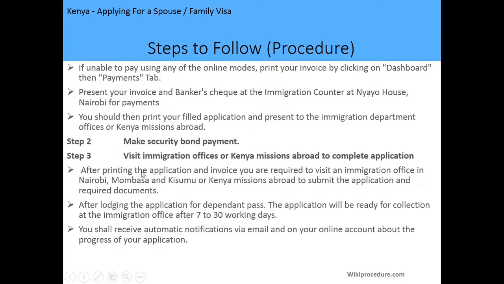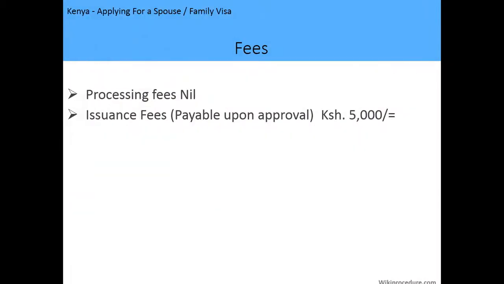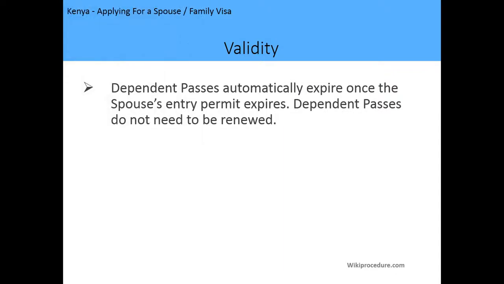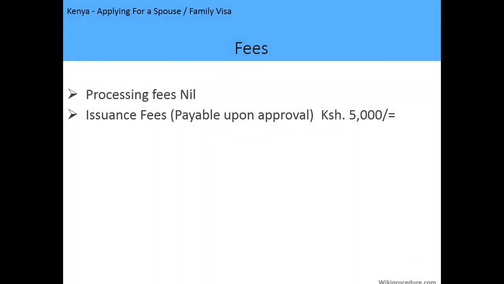So after lodging, the application will be ready at the immigration office after 7 to 30 working days, and you shall receive an automatic notification through your email or your online account about the application of the dependent or spouse family visa. So there's no processing fee charged. The insurance fee is 5,000 upon approval. You're also supposed to know that a security bond of 100,000 is charged.